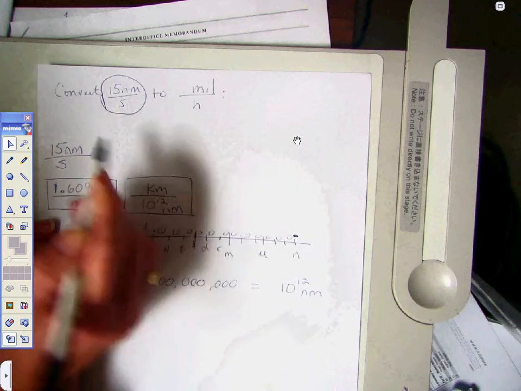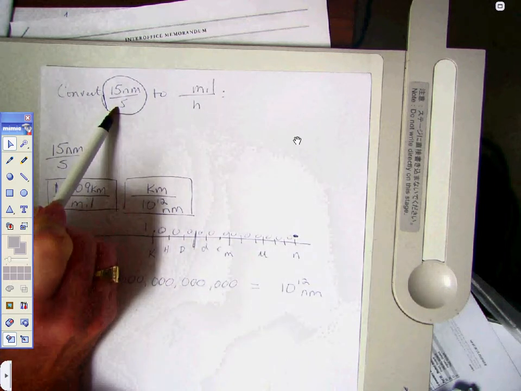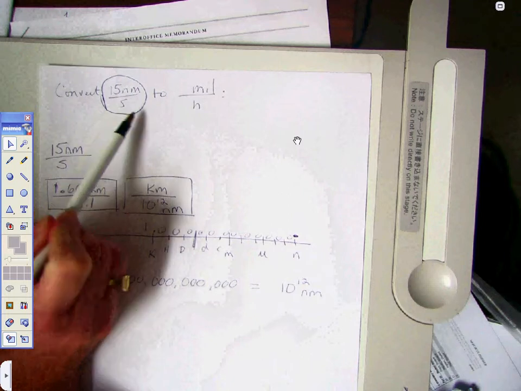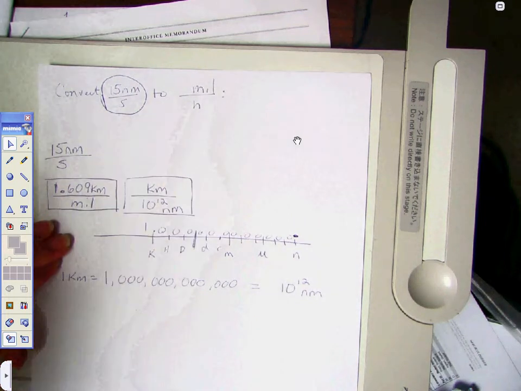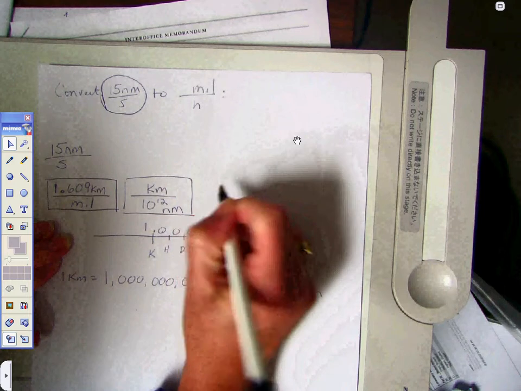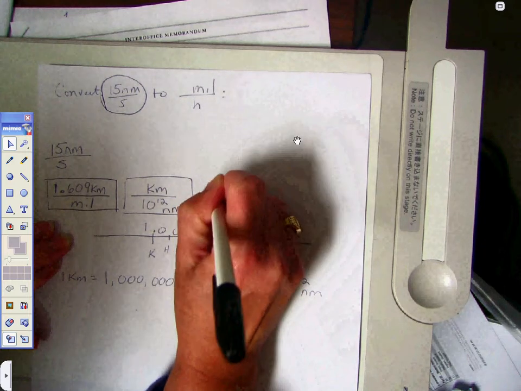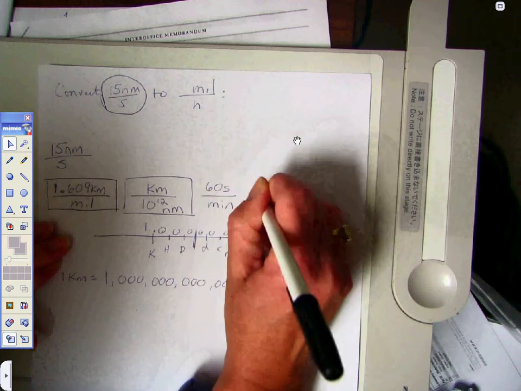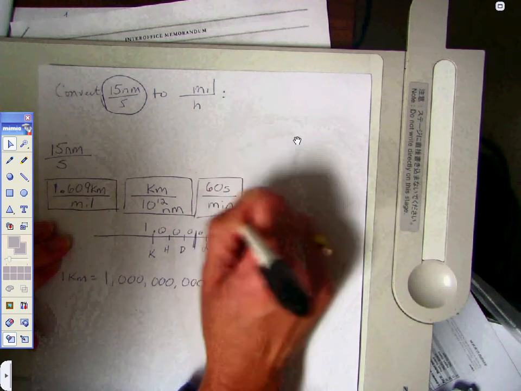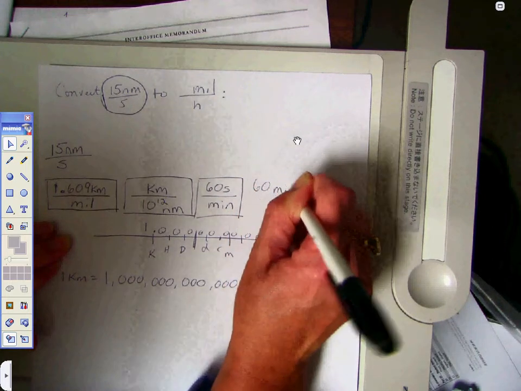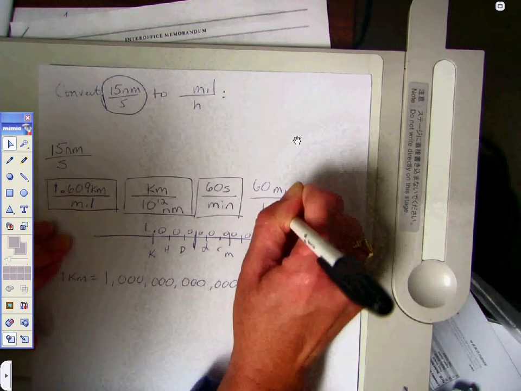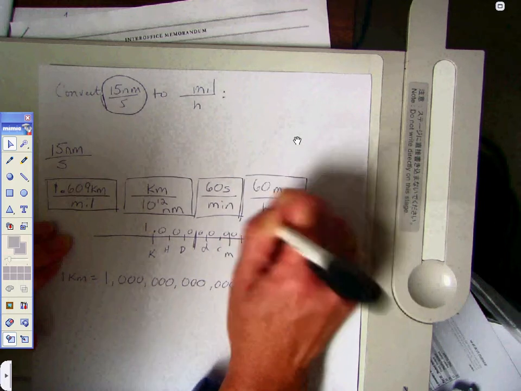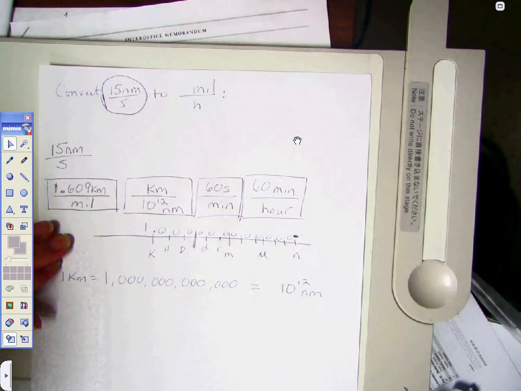Also, take a look at the fact that my denominator here has seconds, and I don't want it to have seconds, I want it to have hours. Remember, there are 60 seconds in a minute, and there are 60 minutes in an hour. So I think that I've got everything I'm going to need. Not completely sure. I may end up having to go back and change something.